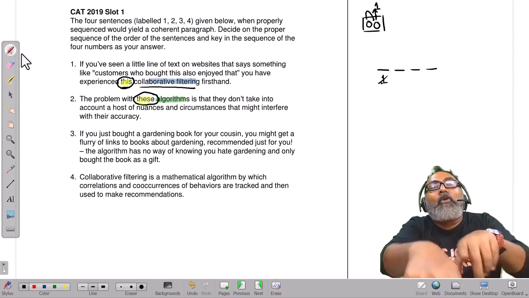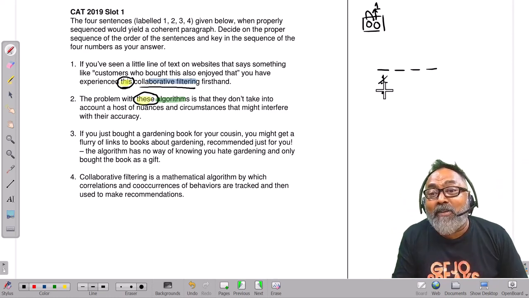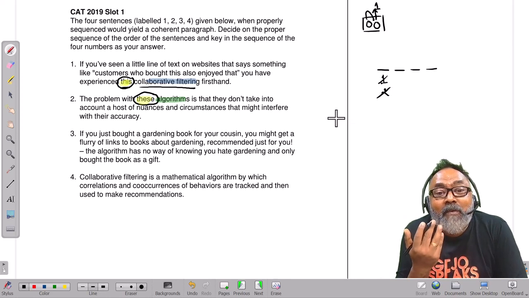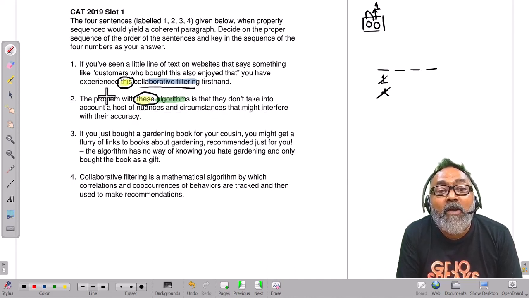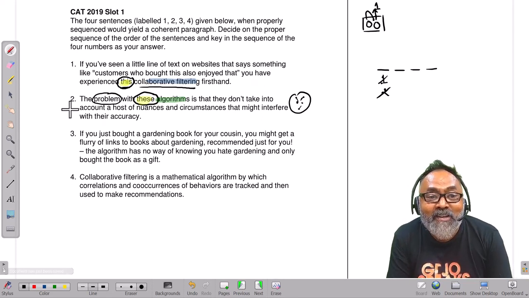So these are colors that are happening in my head. Not that in the examination I can put this color, but I can see this. If the conversation cannot stop at these, which algorithm? I want to see algorithm. The problem with these algorithms is that they don't take into account a host of nuances and circumstances. So now you're saying the problem. The author is now saying, the tone has changed.